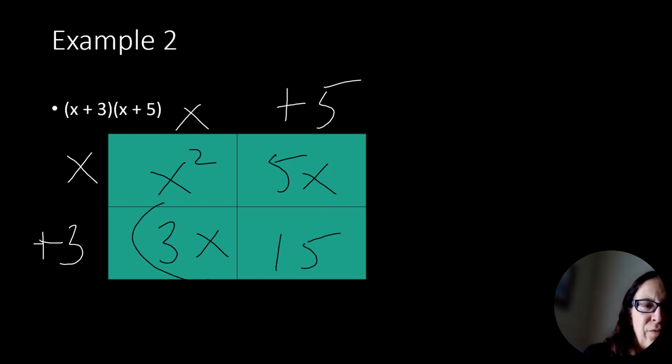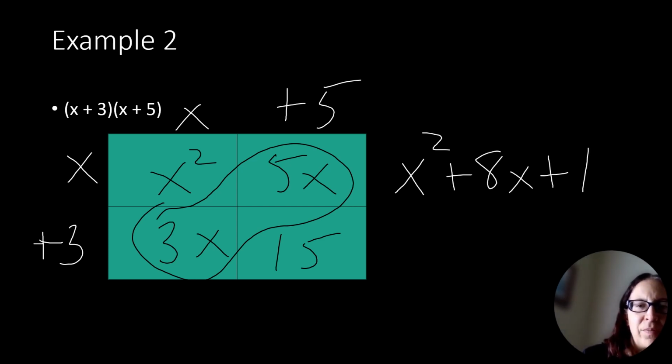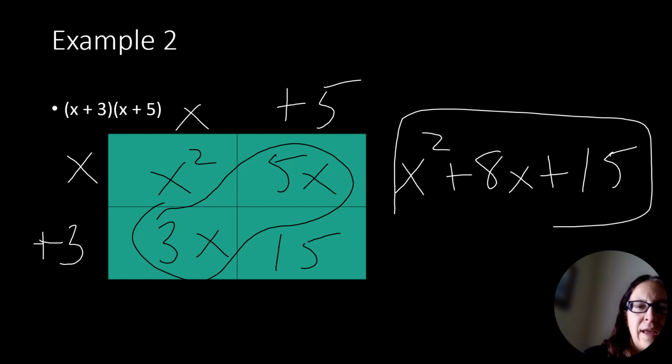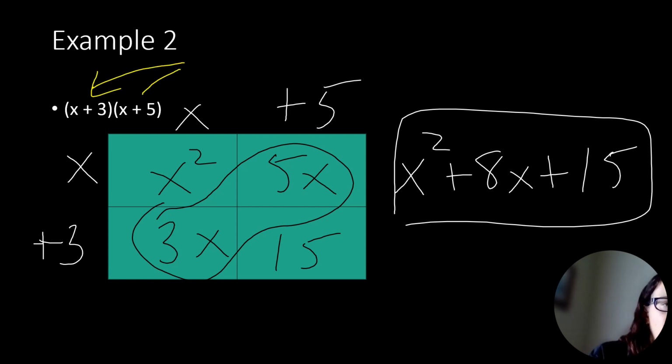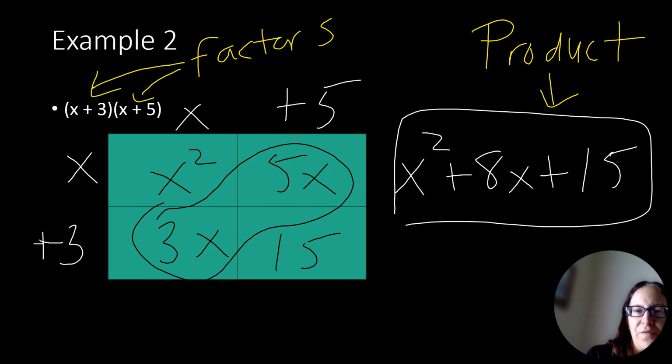And then most of you will do this part in your head. You will not write it out. So you would just say, okay, the total area is x squared plus 8x plus 15. And there is your product. So again, just to reemphasize, one of the factors is x plus 3. The other factor is x plus 5. So there are two factors. And this is the product. It is the result of the multiplication as modeled on an area model.